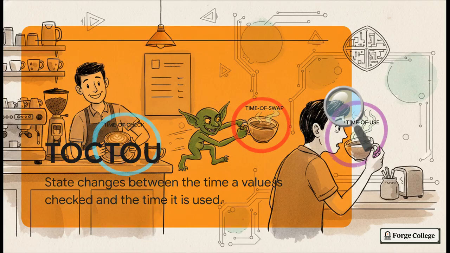But then, you turn your back for just a split second to grab a napkin, and in that exact moment, some mischievous gremlin swaps your delicious latte for a cup of lukewarm dishwater. You turn back, totally oblivious, and take a huge sip. That is your time of use. Disgusting, right? But honestly, that is exactly what happens to your smart contract data if you're not careful.